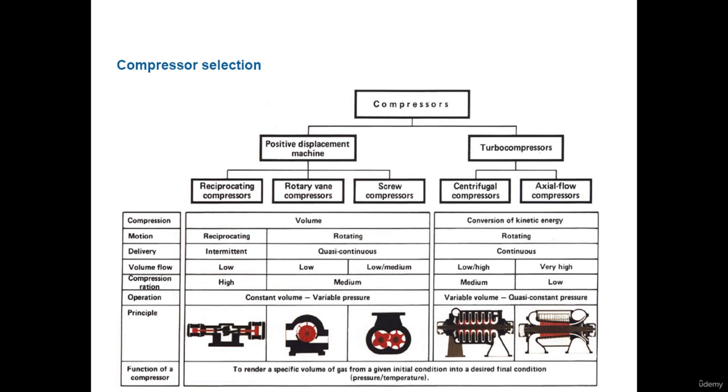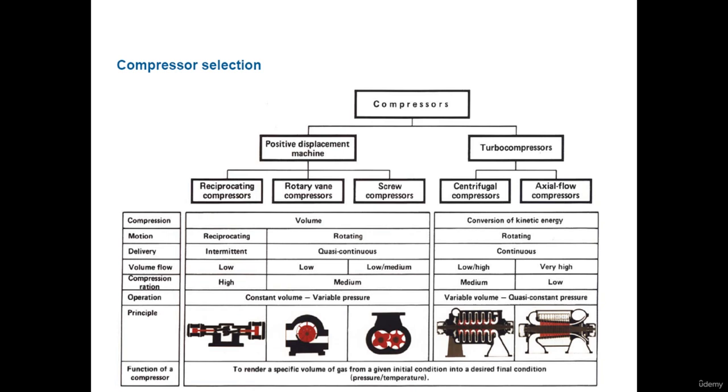How about delivery, the flow rate delivered? In reciprocating it is intermittent. That means there are pulses, so you have to attenuate these pulses in order to obtain a quasi-continuous flow. You have to install other external devices. The rotary type itself has the property that its flow is quasi-continuous, and for sure for the dynamic type compressors, or the centrifugal one, the flow is continuous.